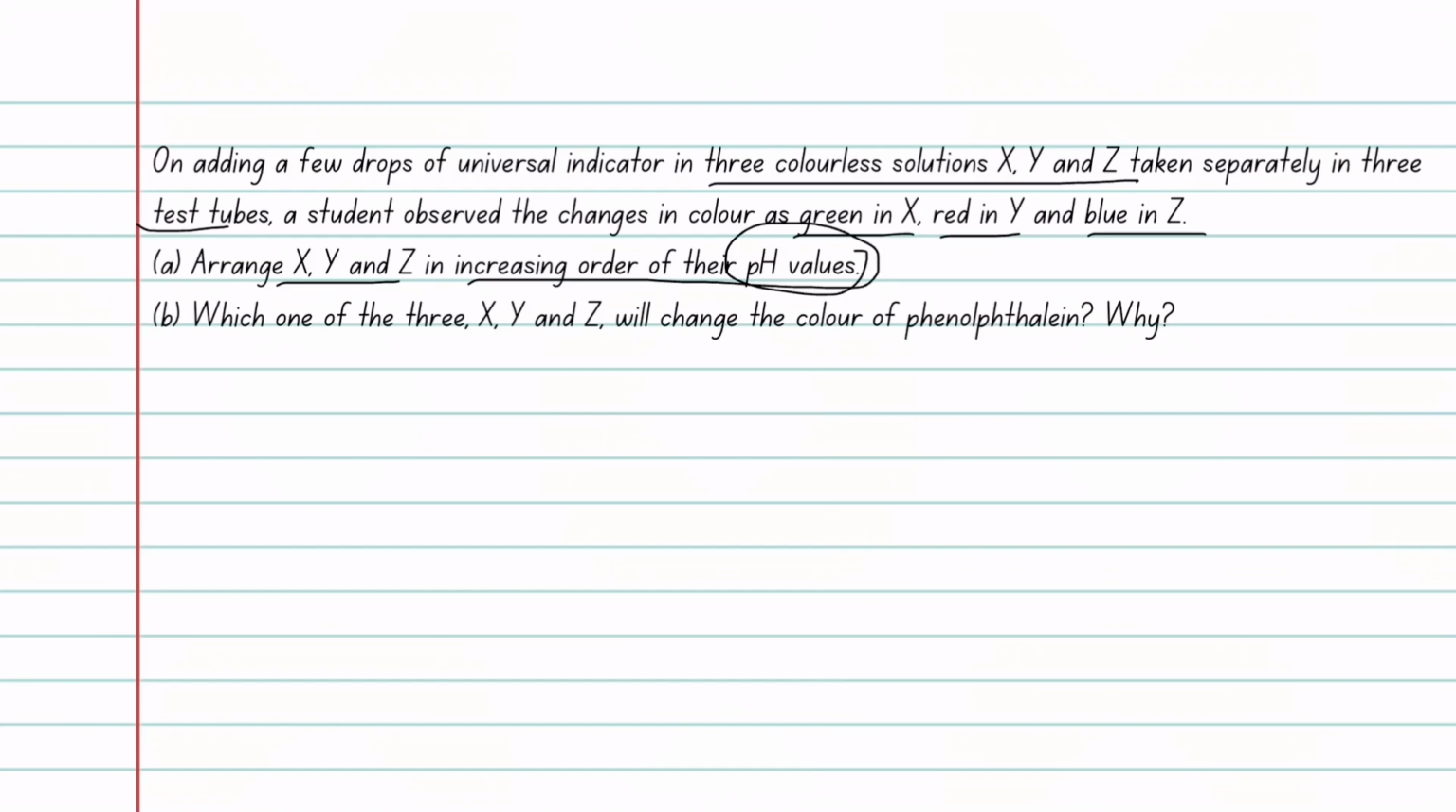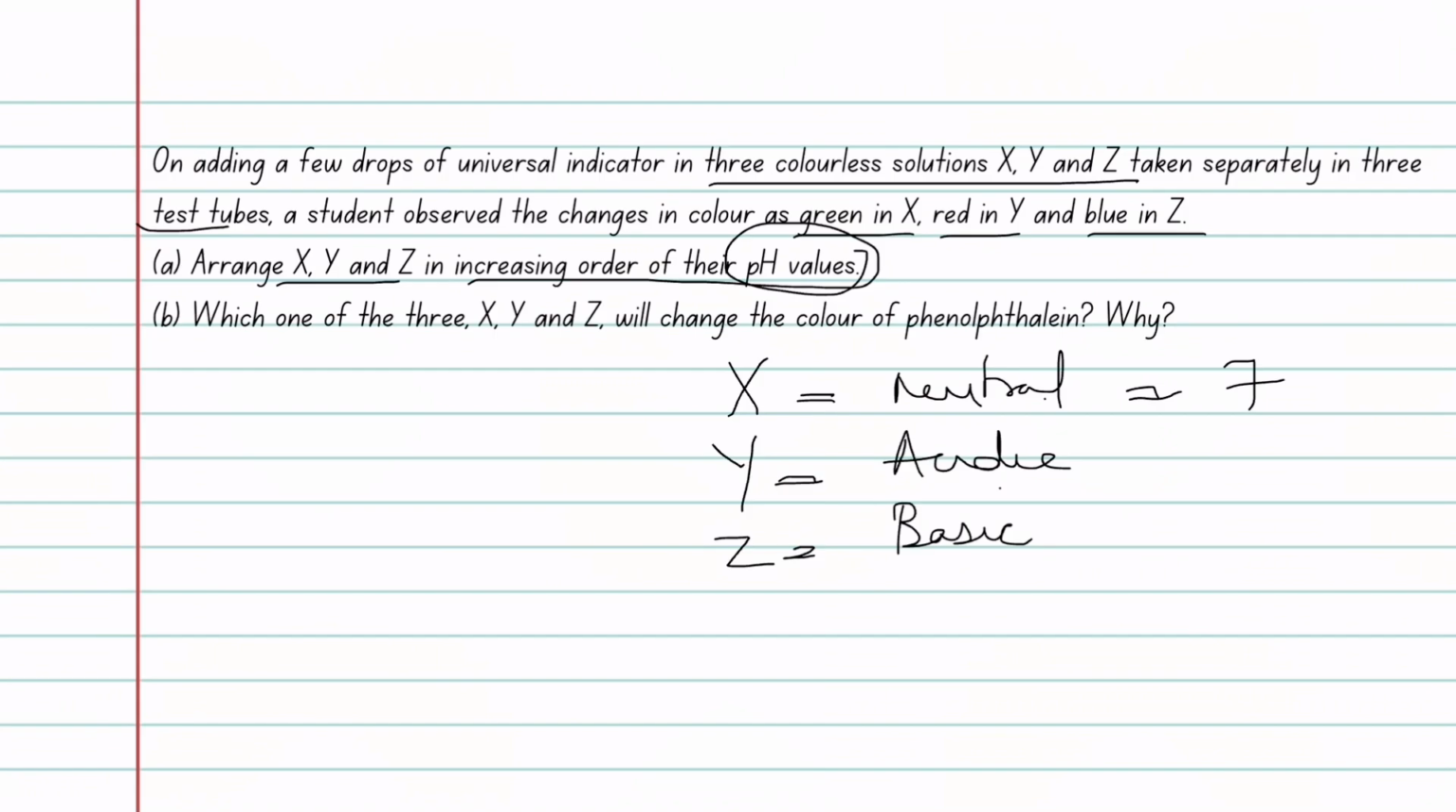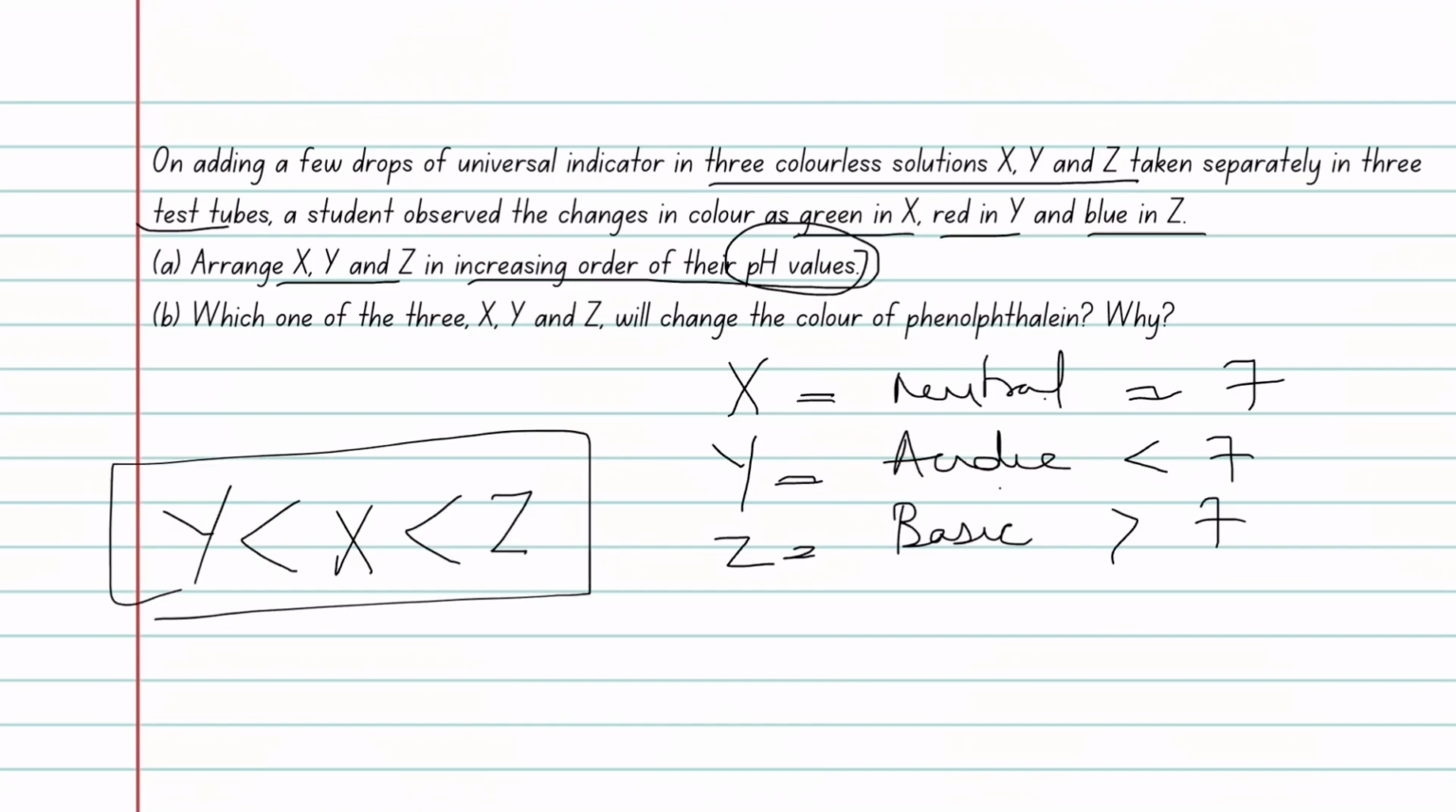So X being green is neutral. Red in Y, so Y would be acidic. Blue in Z, so Z would be basic. Neutral would have pH 7, acidic would be less than 7, and basic would be more than 7. So in increasing order of pH, lowest pH Y would have, then X because it's neutral, and then Z because it's basic. So this would be your increasing order of pH values.